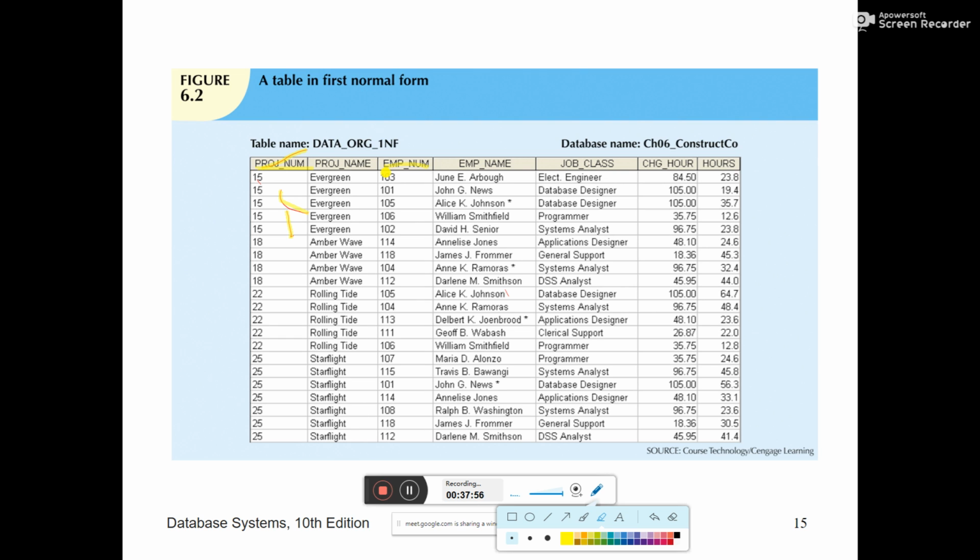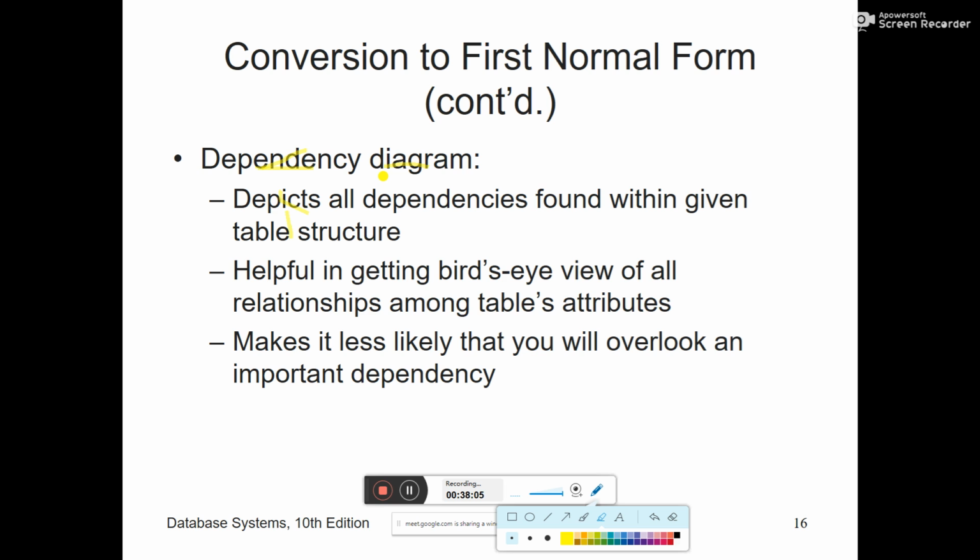So we have eliminated the repeating group, and we have identified the primary key. Now what should be the next step? We need to identify the dependencies. In order to identify the dependencies, we need to draw a dependency diagram. It is very useful to draw a dependency diagram to find out the dependencies, because if you draw it correctly, then the rest of the conversion to second normal form and third normal form is very simple.